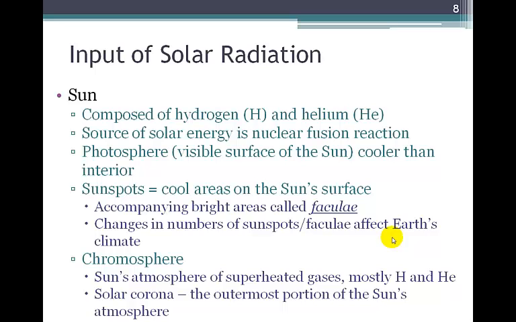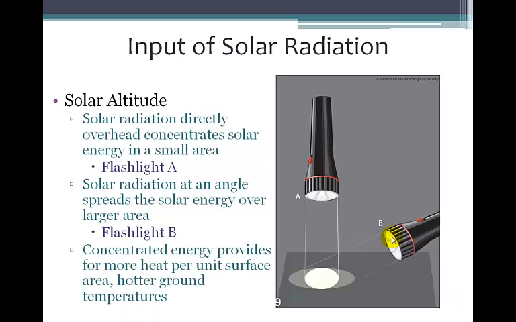The chromosphere is the sun's atmosphere, and you can see the chromosphere if you've been fortunate enough to see a total solar eclipse, where the shadow of the Earth blocks the disk of the sun and you see the corona outside of that. Solar altitude is a degree measurement of how high in the sky the sun is for a particular location at a particular time.